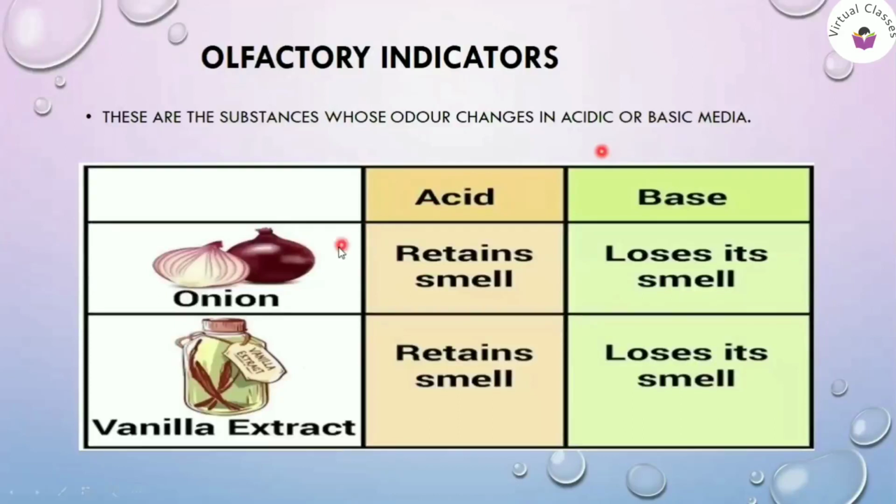For example, onion extract. When we put acid in this extract, it retains its smell, or we can say its smell remains the same. While if we add base to the onion extract, it loses its smell. Vanilla extract also behaves in a similar manner.